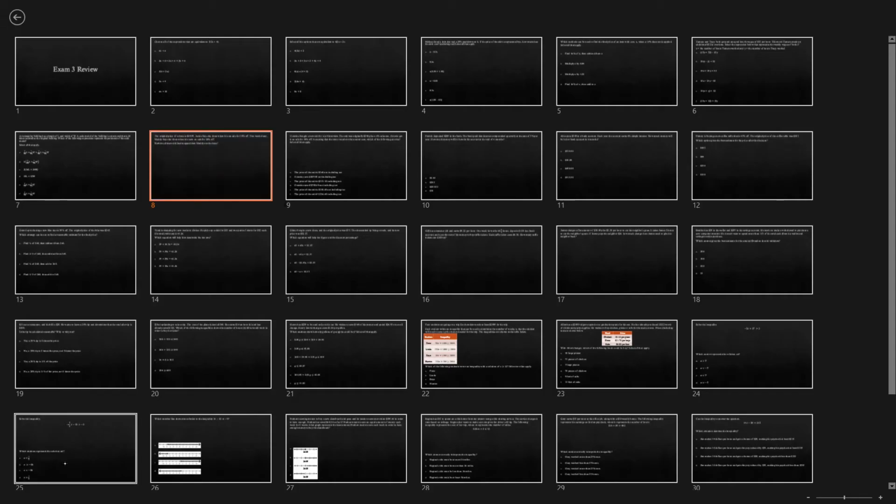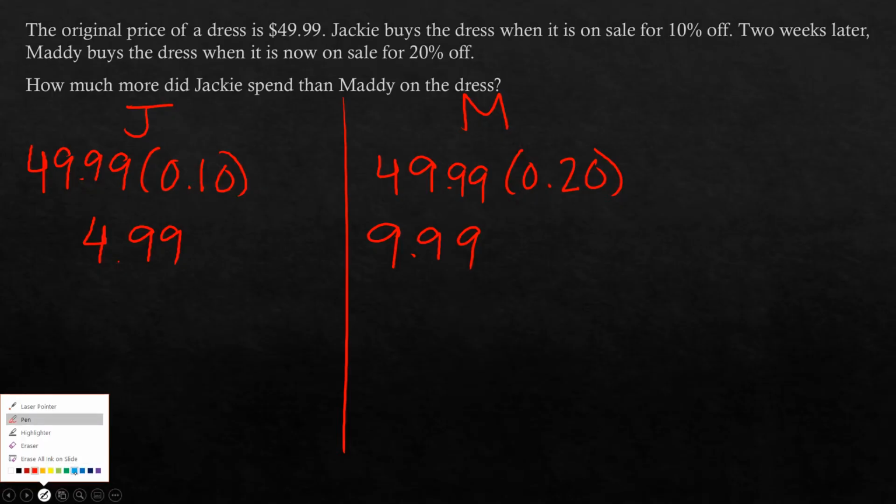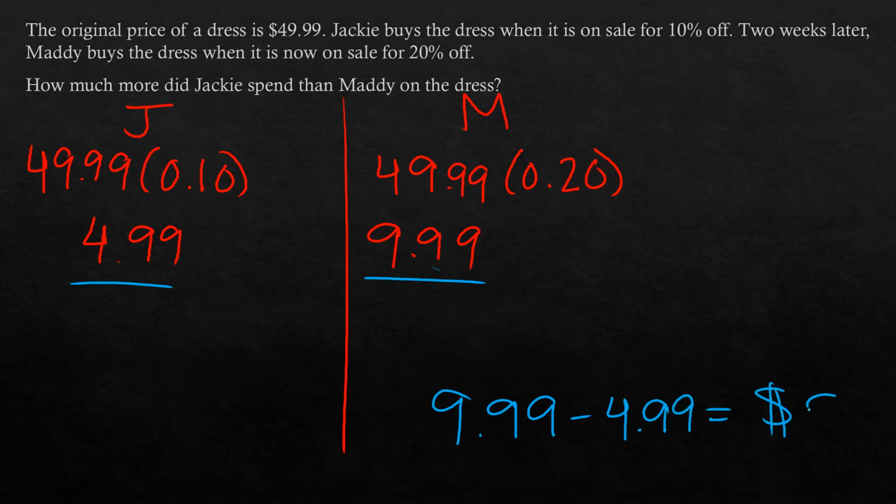Okay, now to figure out how much more Jackie spent than Maddie, I need to take those 2 answer choices and I need to subtract them. Sorry, I'm clicking the wrong one. I need to take these 2 numbers and subtract them. So $9.99 minus $4.99, which gives me $5. So Jackie spent $5 more on the dress than Maddie did.